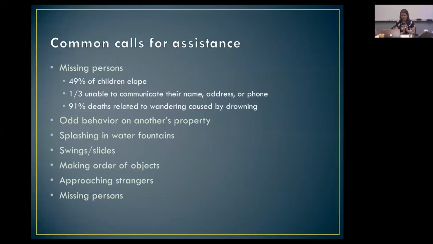Okay. So what are the calls that you're typically going to get? The most common ones for assistance are going to come in terms of missing persons. So 49% of children on the spectrum elope at some times. They wander. They might see something that's really interesting to them and they leave, not knowing some of the consequences that might come with it. I mean, children who aren't on the spectrum do this as well. A third of those patients aren't able to communicate their name, address, and phone, which is pretty terrifying. And then 91% of deaths related to wandering with persons on the spectrum is caused by drowning.